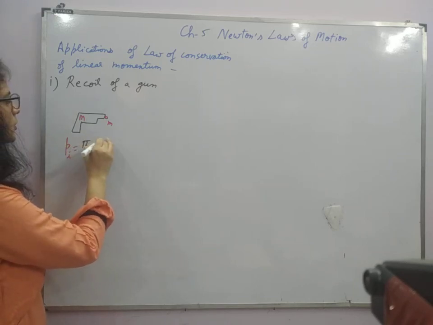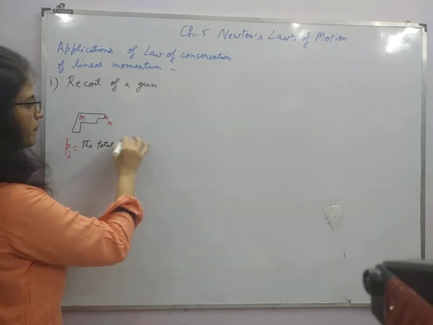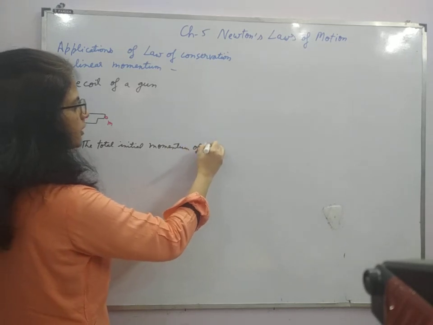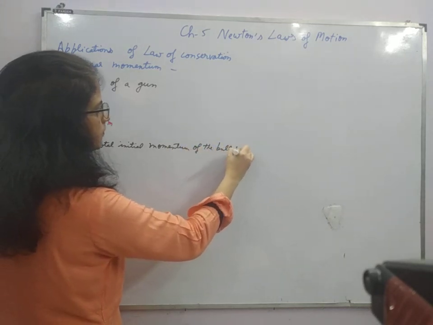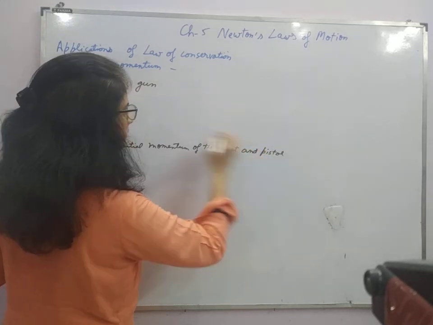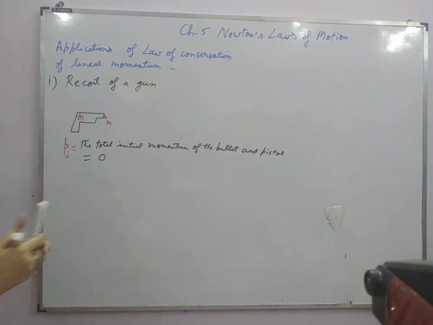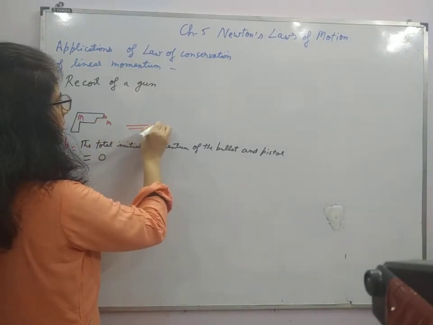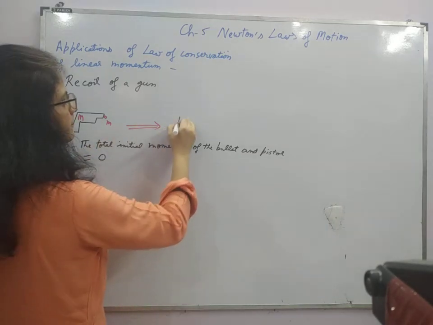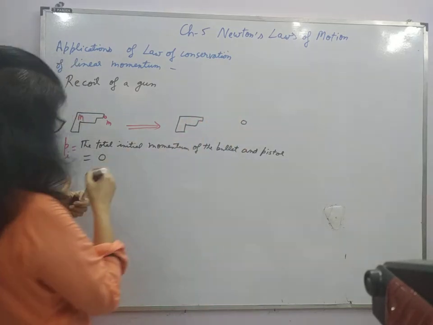The total initial momentum of the bullet and pistol is 0, because the system is at rest. Once this bullet is fired, what will happen? We have the pistol and the bullet.